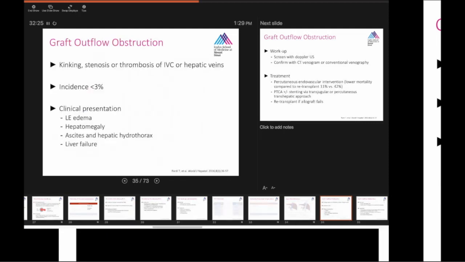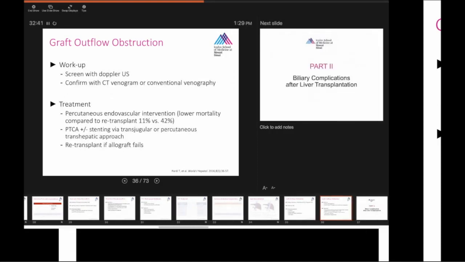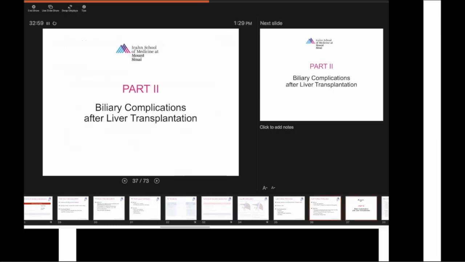And then you could develop obstruction through either kinking, stenosis, or thrombosis, which is very rare. Because this is outflow obstruction, it presents with a Budd-Chiari type picture: you have edema, hepatomegaly, ascites, occasionally liver failure. Workup is the same. For treatment, again, endovascular intervention is key here, with low mortality rates and good efficacy. That could be done via angioplasty and stenting. And of course, if the allograft fails, you need to retransplant.